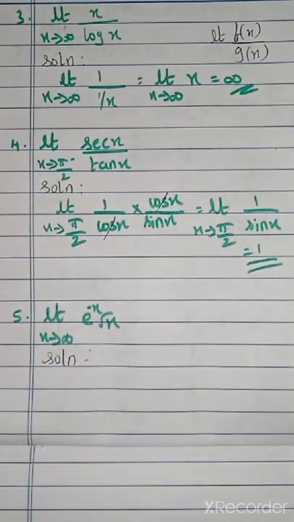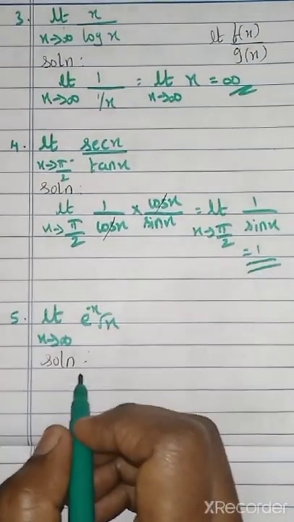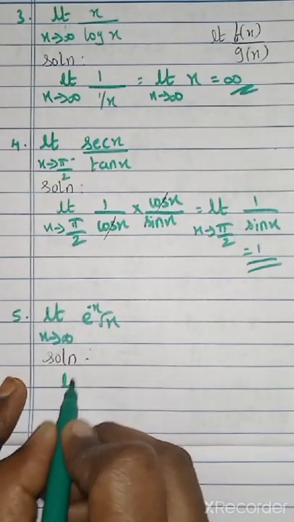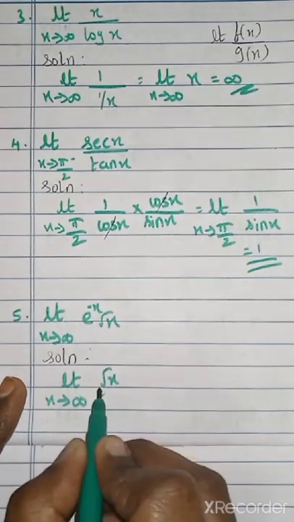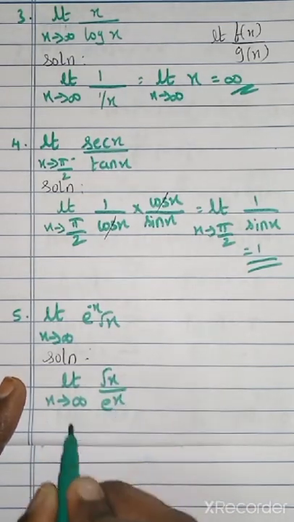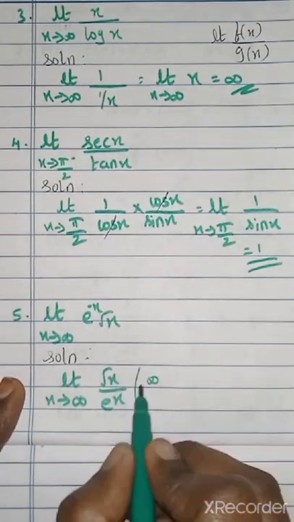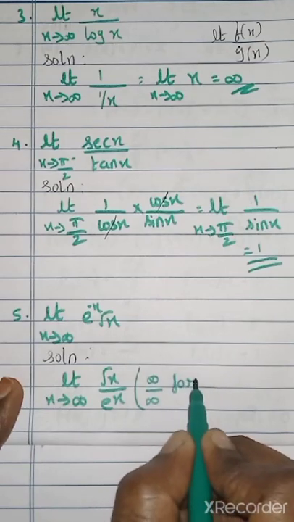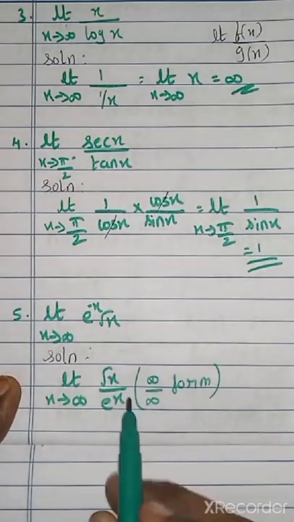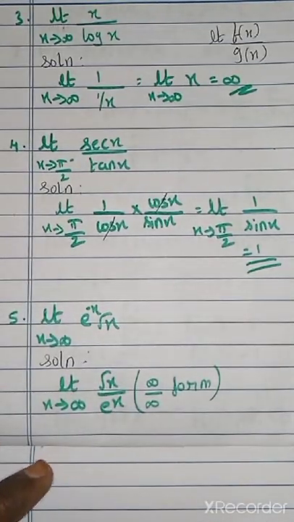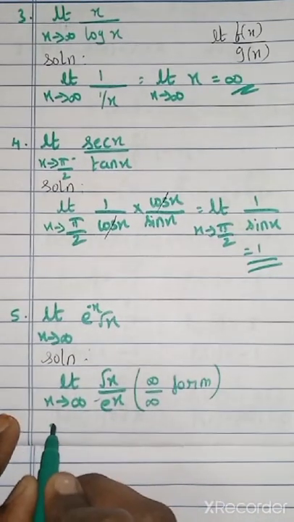No. L'Hopital rule எப்போ use பண்ணணும்? When it is of the form limit f of x by g of x, right? So, you can rewrite this as limit x tends to infinity root x by e power x. Now, if you substitute infinity, this will become infinity by infinity form, correct? Since it is infinity by infinity form, we can use the L'Hopital rule, right?